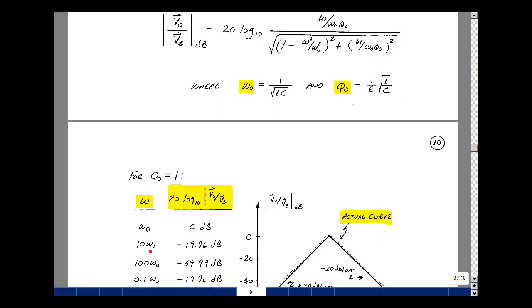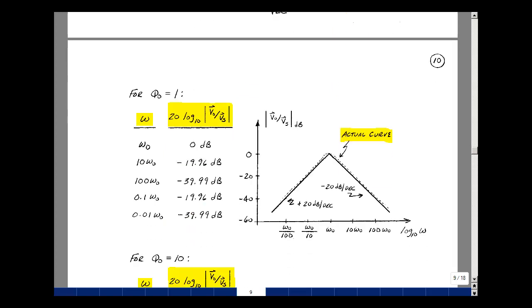Now if I plug in omega equals 10 omega naught in this expression and this one, I get a minus 19.96 dB. If I plug in omega equals 100 omega naught, I get a minus 39.99 dB. Do 1/10, I get minus 19.96 dB, and 0.01, a minus 39.99 dB. Now sketching the actual curve, it's the dotted line that's here. What Bode realized is that you could approximate this with two straight lines.